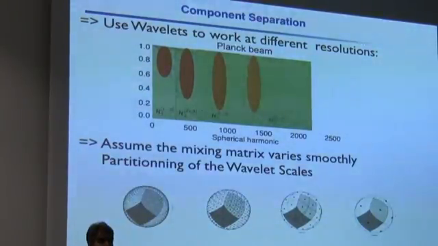And to take into account the fact that the mixing matrix varies spatially, we made a partitioning of the sky. So we decompose each wavelet scale into patches, and we apply a component separation on each small patch. It means that we had one mixing matrix per patch and per wavelet scale. So a lot of mixing matrices. It's a kind of complex modeling of the data.